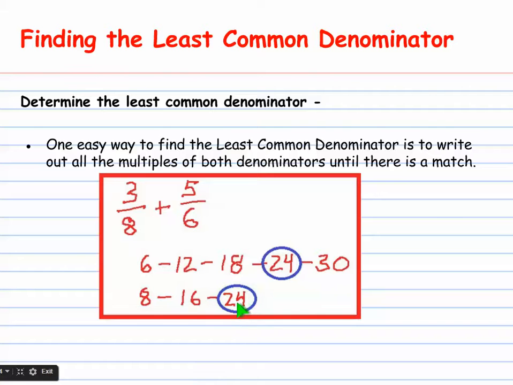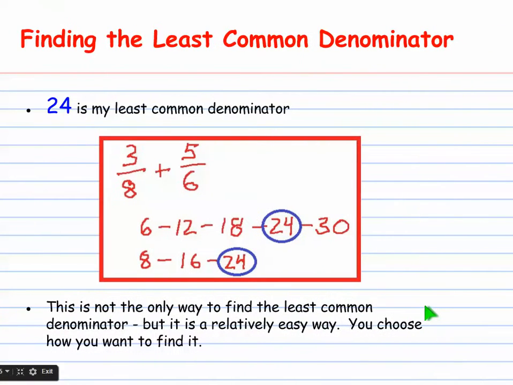But we notice that we have a match. 6 goes into 24 4 times, 8 goes into 24 3 times. 24 is my least common denominator. All right, 24 is the least common denominator. This is not the only way to find this, but it's a relatively easy way. If you have another way that works, by all means go for it.